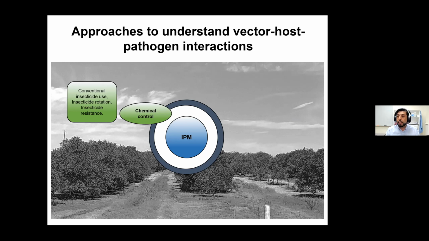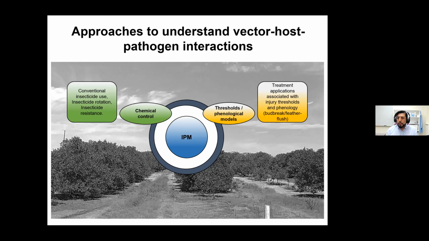In the case of citrus and the Asian citrus psyllid, if you know a little bit about the biology of the Asian citrus psyllid, they only lay eggs on the new tissue, specifically in bud breaks and also in flush structures. And we created a model in which we are using threshold and phenological models. So our insecticide applications are associated with the injury threshold and at the same time with the plant phenology.